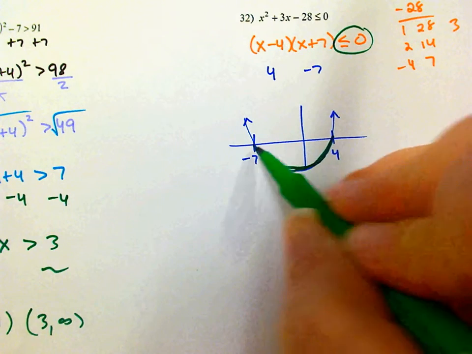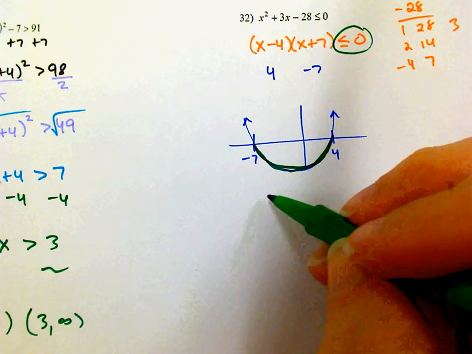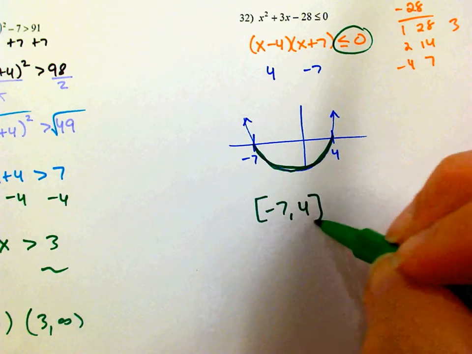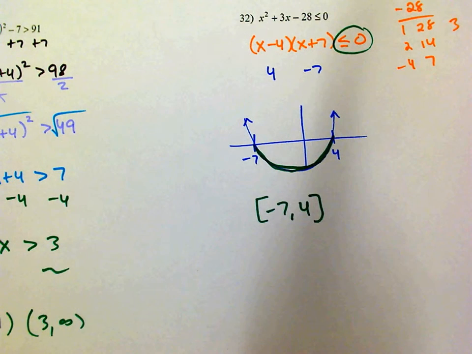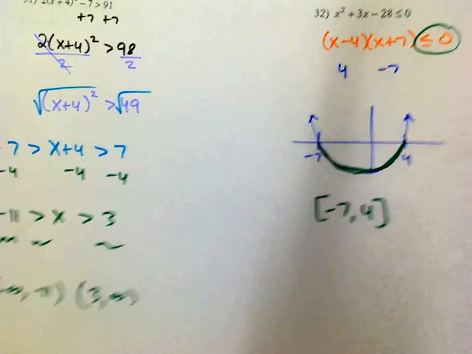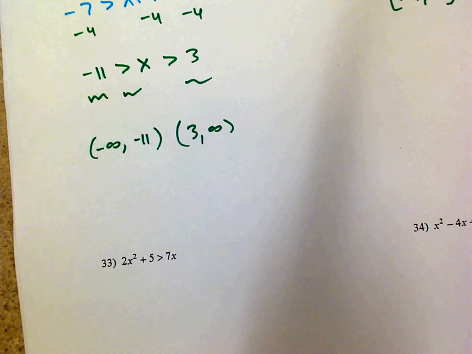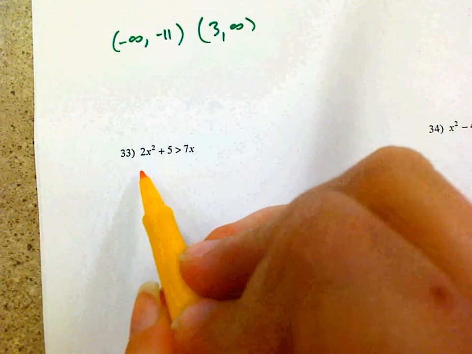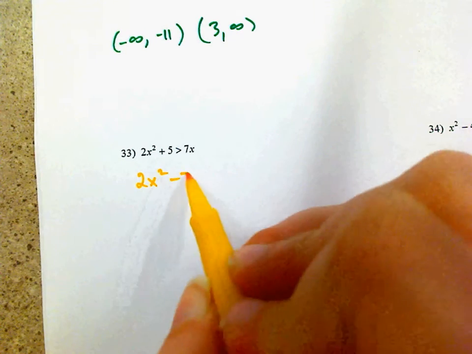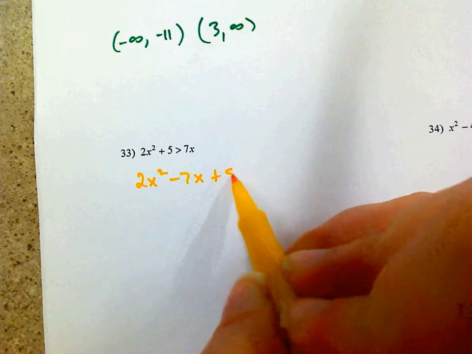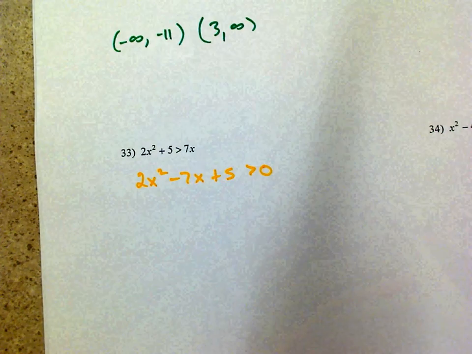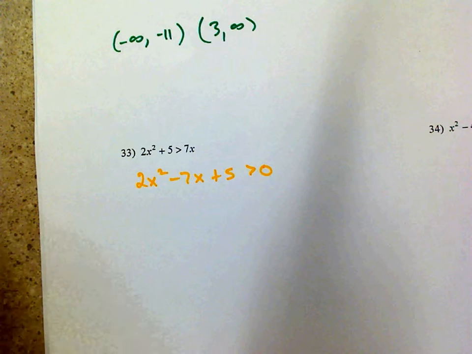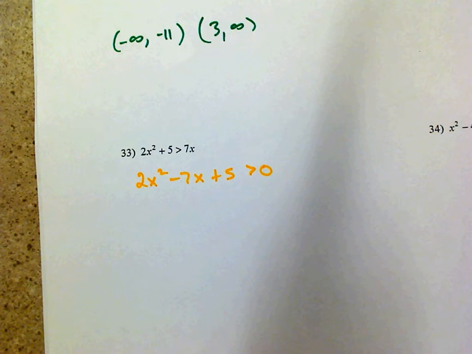33. I want to get everything on the same side because I've got an x squared and an x, so 2x squared minus 7x plus 5 is greater than 0. So I'm going to just have 0 on that side. Okay, I'm going to try and factor. So I need to multiply 2 times 5 and get 10. So what are the factors of 10 that add up to negative 7, the middle number? And the factors of 10 that add up to negative 7 are negative 2 and negative 5.